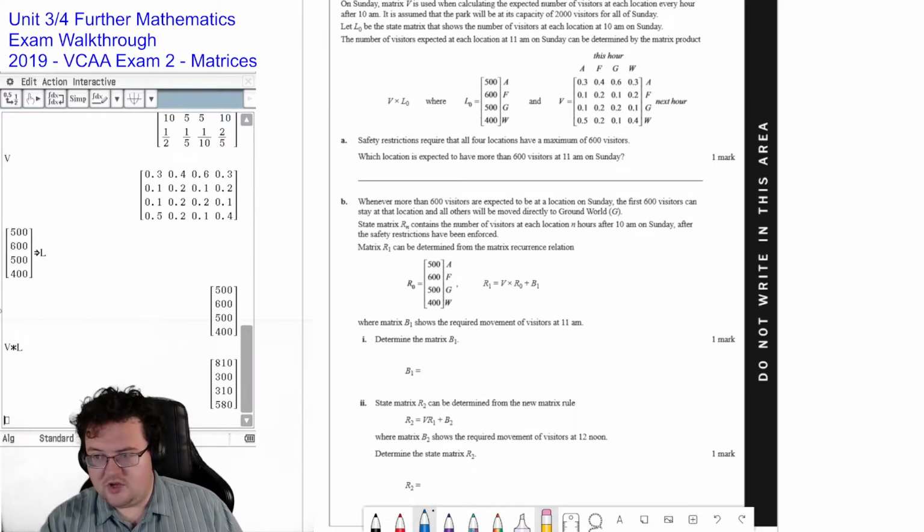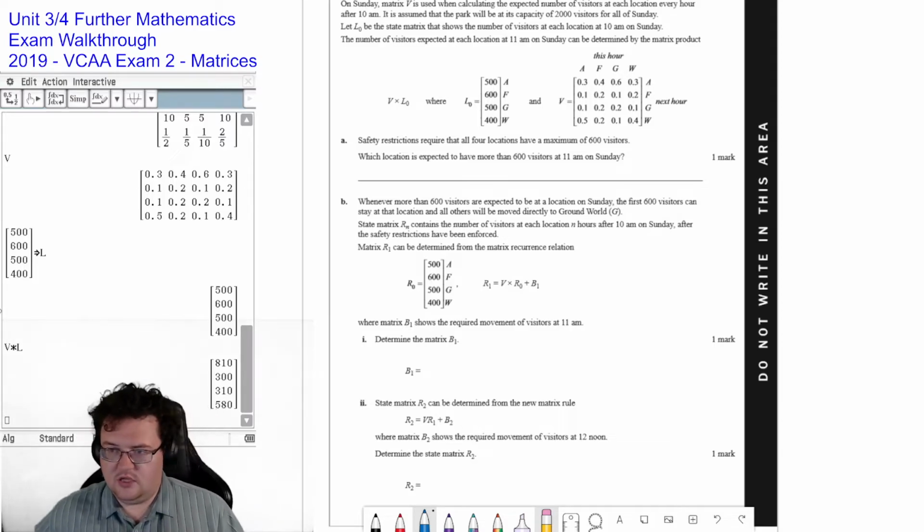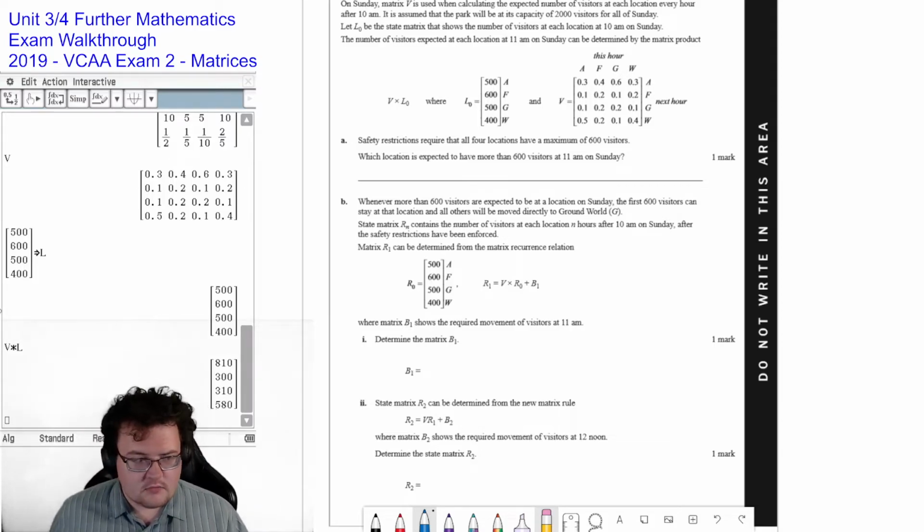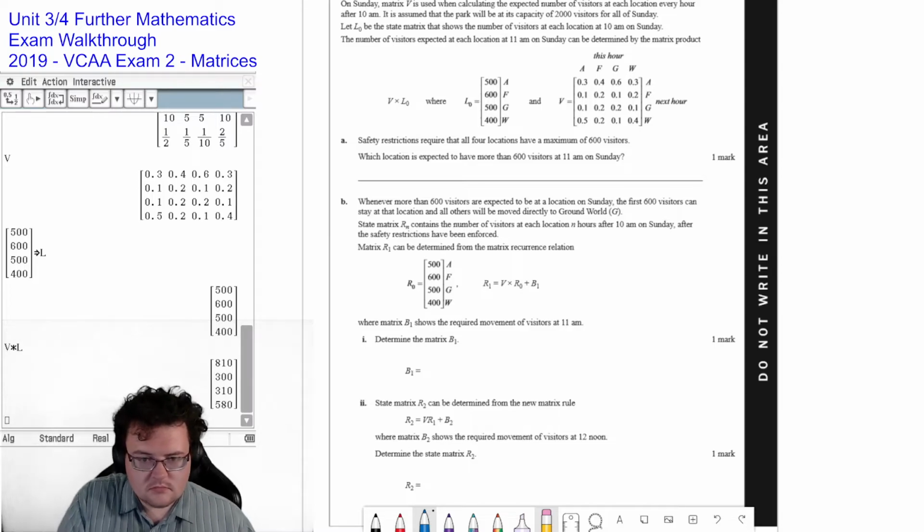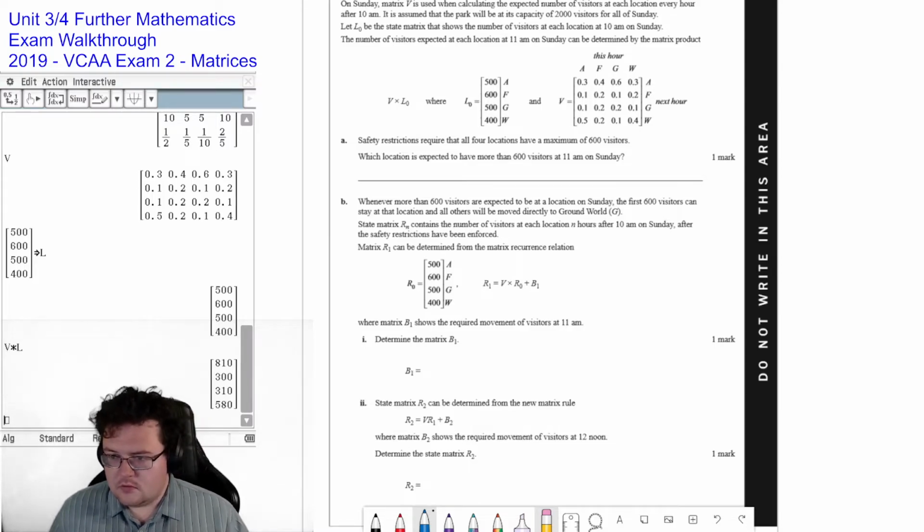Which location is expected? Well, location A, which is Airworld.